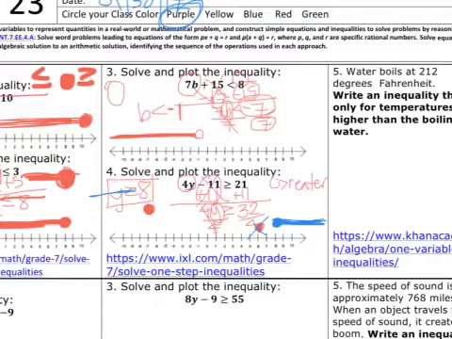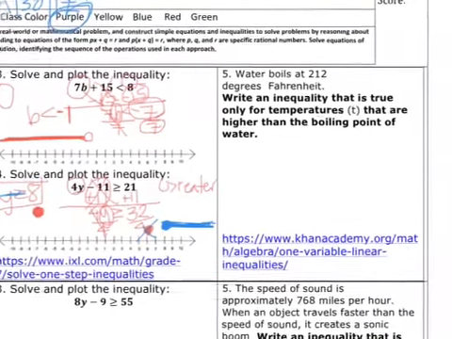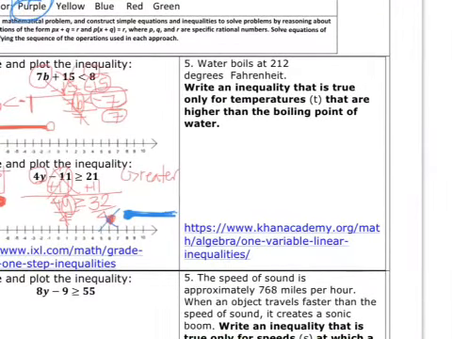Perfect. Now let's get to the good stuff. Let's get to the real world application. So number 5. Water boils at 212 degrees Fahrenheit. So if you are annotating, you should circle 212 degrees Fahrenheit. And how that looks is just like this, 212 degrees Fahrenheit. Go ahead and write this on your paper.